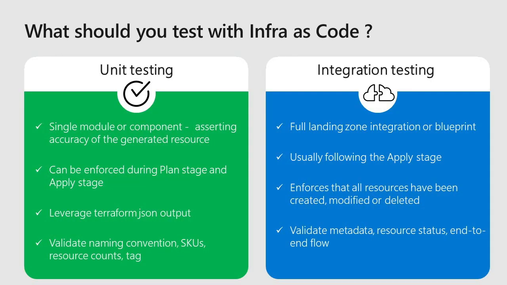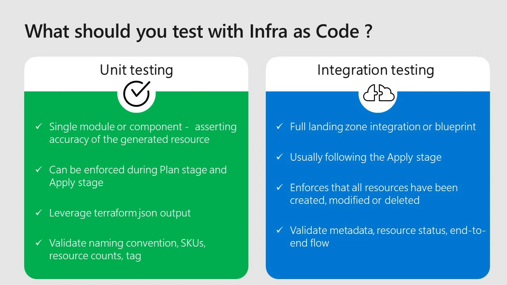So what should we test? We should be doing two things: unit testing and integration testing. Unit testing, on the left-hand side, is focused on a single module or component, and the goal here is to assess the accuracy of the generated resources. It can be enforced during the plan and apply stages with Terraform, and here we want to leverage the Terraform JSON output to validate the naming conventions, the SKUs that are going to be deployed, the number of resources, or the tags. So we can really have a look at the metadata, have a look at what the plan is for Terraform, and assess if we want to go further before deploying things into the infrastructure.